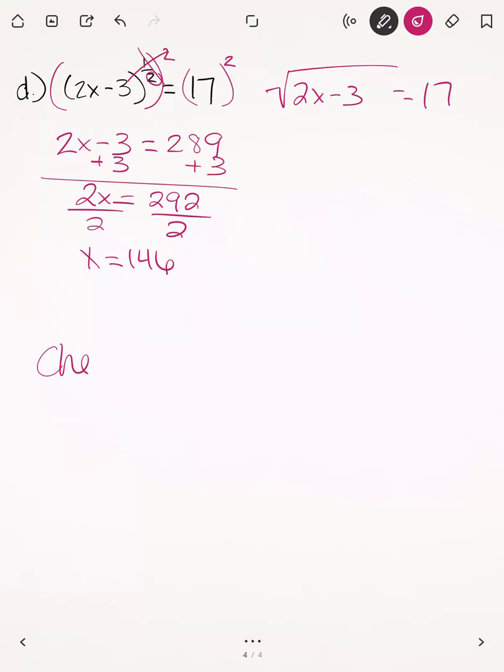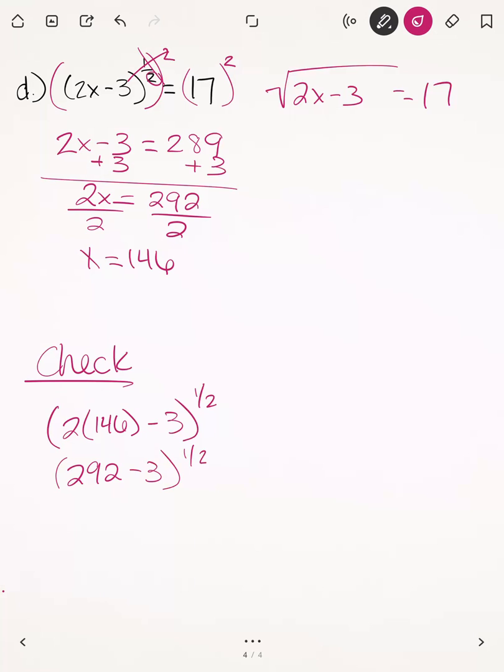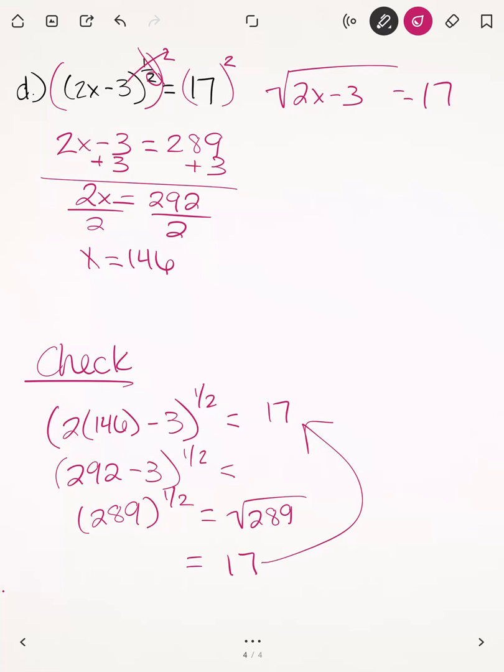I need to check my work. So I'm plugging in 146 for x. 2 times 146 is 292 minus 3 to the 1/2 power. Again, we're hoping that it equals 17. 292 minus 3 is 289 to the 1/2 power, which is the same thing as the square root of 289. 289 is a perfect square. It is 17, which matches. So 146 is the answer.